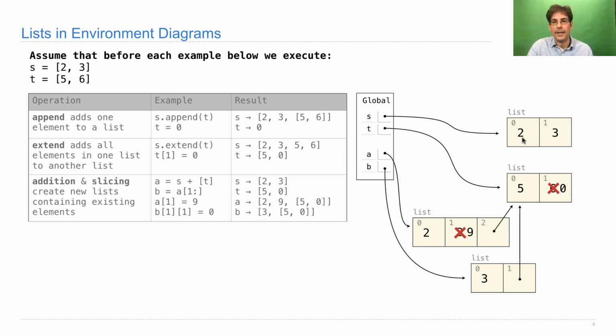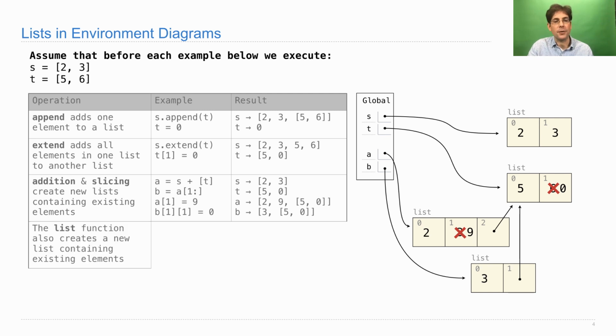So the results are that S is the list 2, 3, T is 5, 0, A is 2, 9 with the list 5, 0 in it, and B is 3 with the list 5, 0 in it as well. When you just print these things out, you can't tell that these are the same list over and over again, and that's why we use environment diagrams with box and pointer notation.